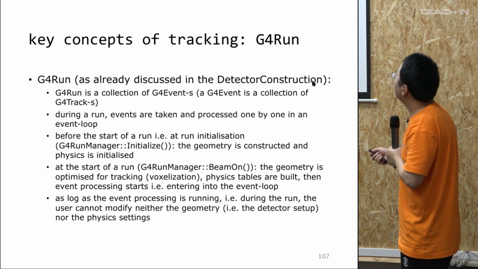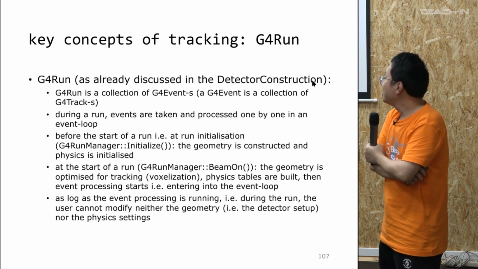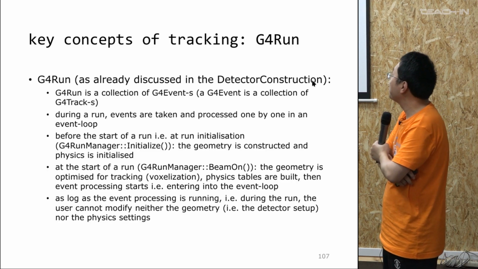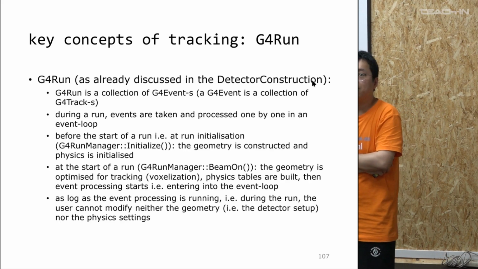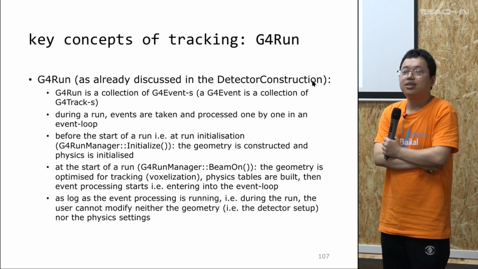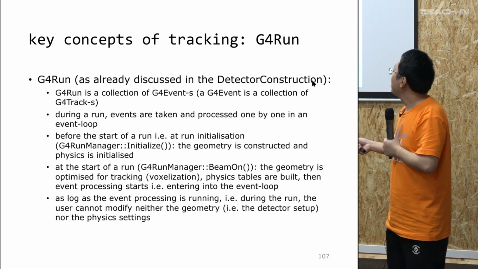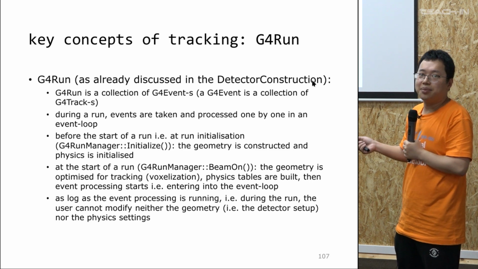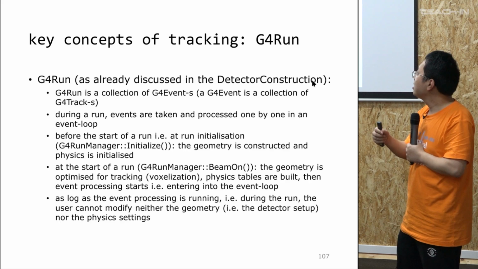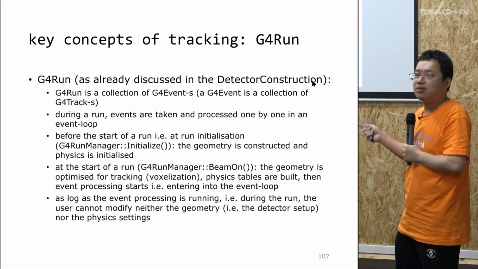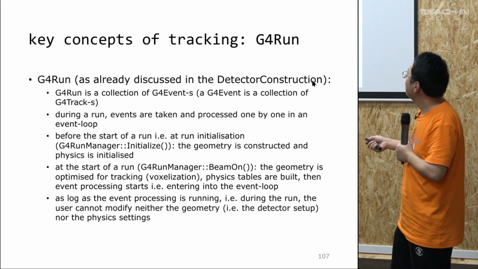Then it's about the G4 run. If you are familiar with collider experiments, you will know that when we do data taking, we define the run. It is a period of data taking. In Geant4, it's similar. For example, when we want to do a simulation, we will say that in this run, we will simulate 1,000 events. So we will always have this run object.